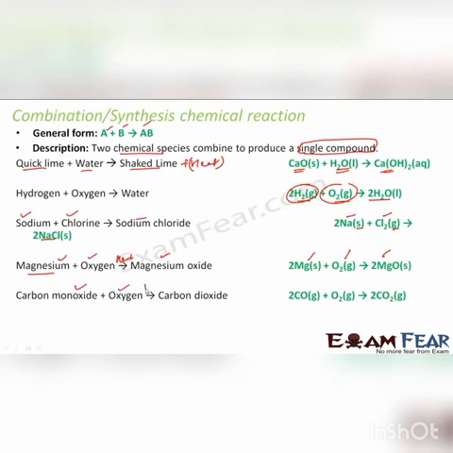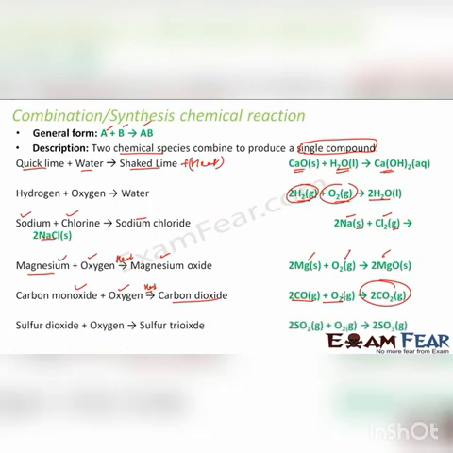You have carbon monoxide and you have oxygen. You again heat this, so you get carbon dioxide. So that's again a combination reaction because you have two reactants and you got a single product as an output. One more example, you have sulfur dioxide and oxygen. You combine these two, you get SO3, that is a gas.